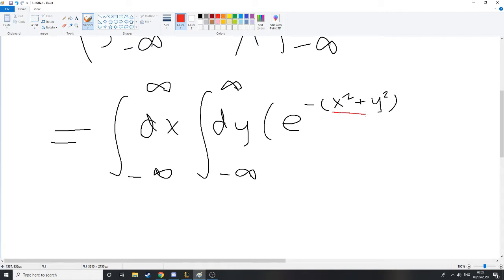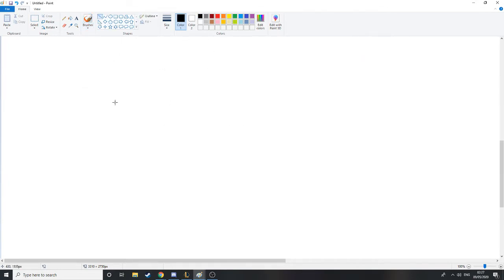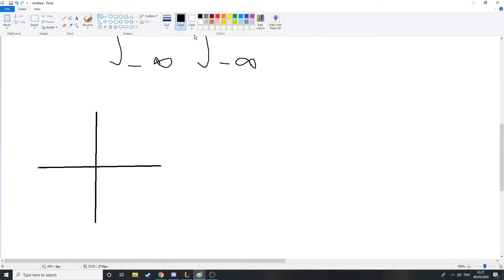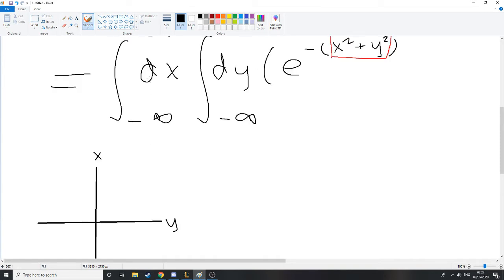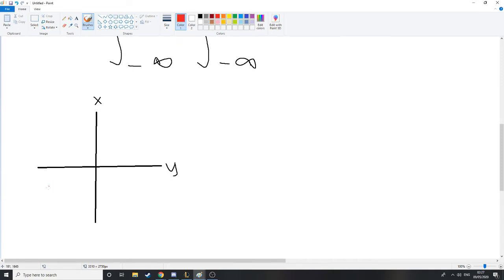And when we see this, this is like the equation of a circle. We're gonna now look to transform this integral into polar coordinates. That's what we'll do. So, firstly, we're going to consider the domain of the integral. In Cartesian form, the domain is just the whole xy plane, right? It's from minus infinity to infinity on both coordinates. So, it is the entire xy plane.